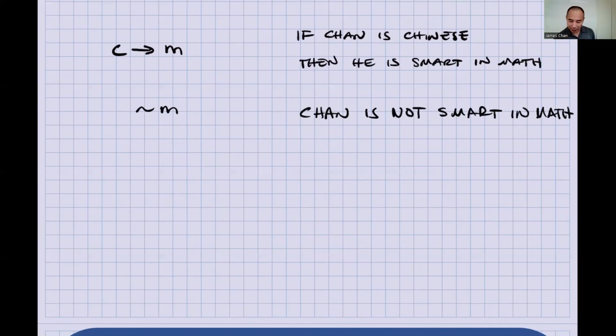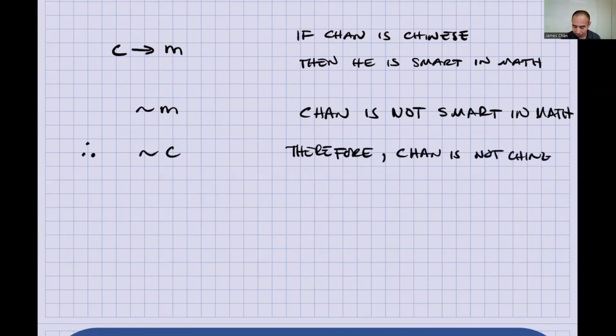All right, so let's say that the conclusion that they have is not C. So in other words, therefore, Chan is not Chinese. So the therefore will do that. Yep. Yes, well, conclusion. Yes. Therefore. Which when you come to conclusion, but therefore.